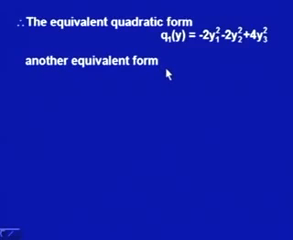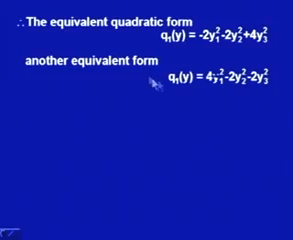Another equivalent form may be this. Here again I am having two eigenvalues minus 2 and one value 4, but what I am doing here is I am associating these two negative values with y2 and y3, while 4 is associated with y1. In the earlier case 4 was associated with y3. So, these are alternative forms and they are equivalent.